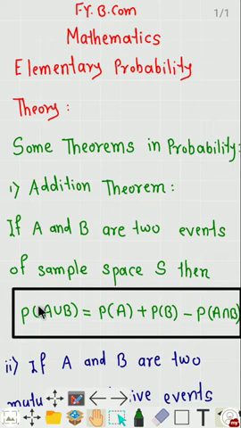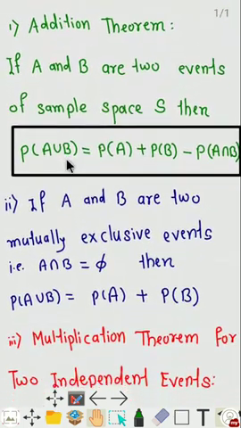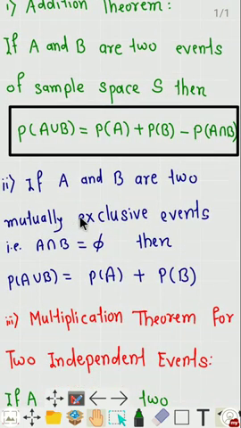Now its corollary is, if A and B are two mutually exclusive events. Mutually exclusive events means they are different events. There is no common element between these two sets. Their intersection is empty. Then the probability of A union B is equal to probability of A plus probability of B. So this is the corollary of the above addition theorem.